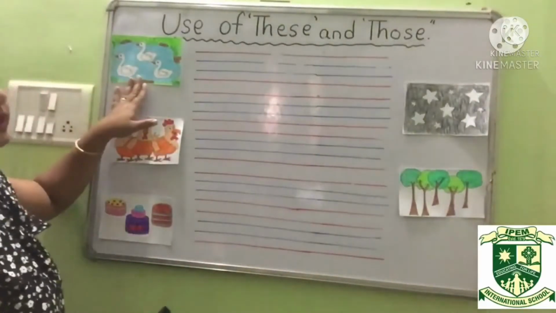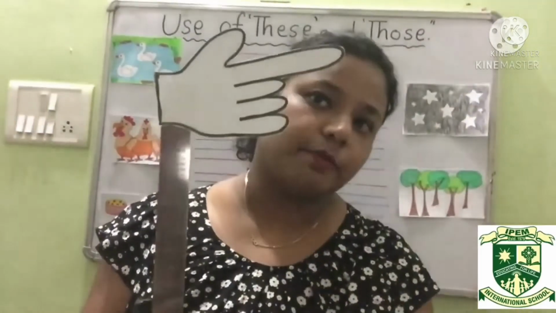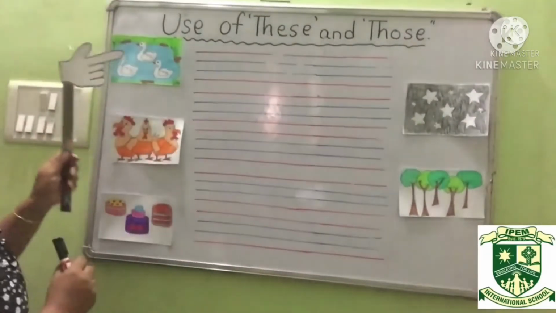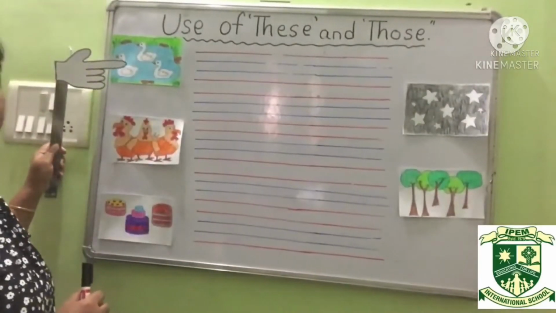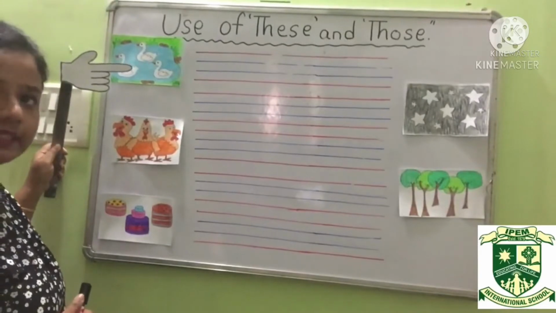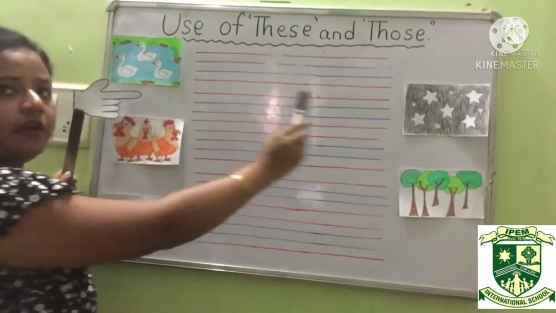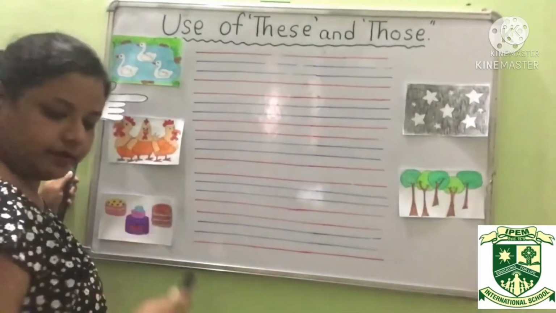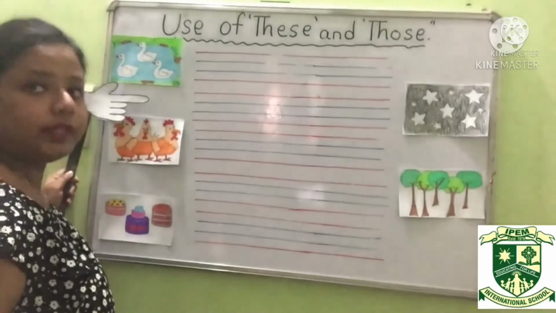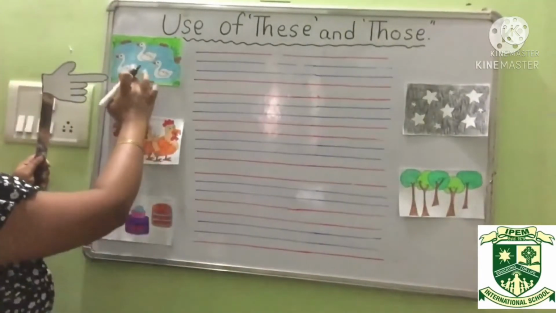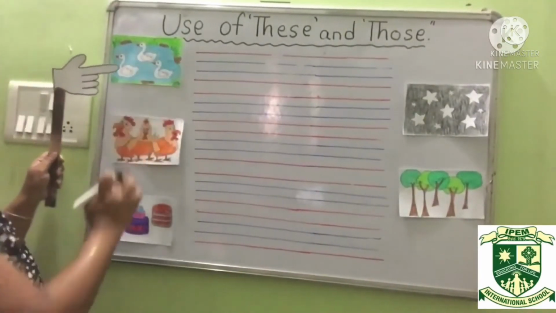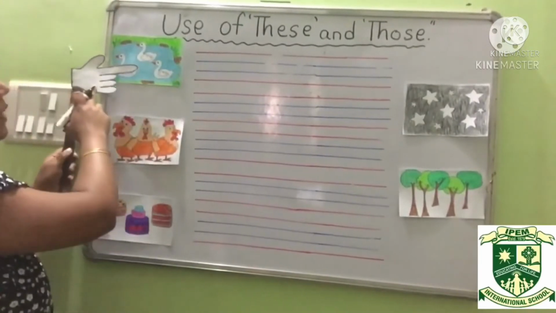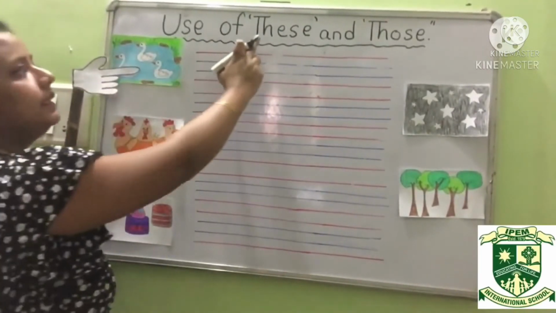We'll see the first picture. Again, you have to be very careful of the pointer. Okay, this is a pointer. The things that are close to the pointer we will use these, and the things that are far from the pointer we will use those. It has to be more than one. Now can you see how many ducks there are? Three ducks. So what will you use? It is close to the pointer, so we'll use these.